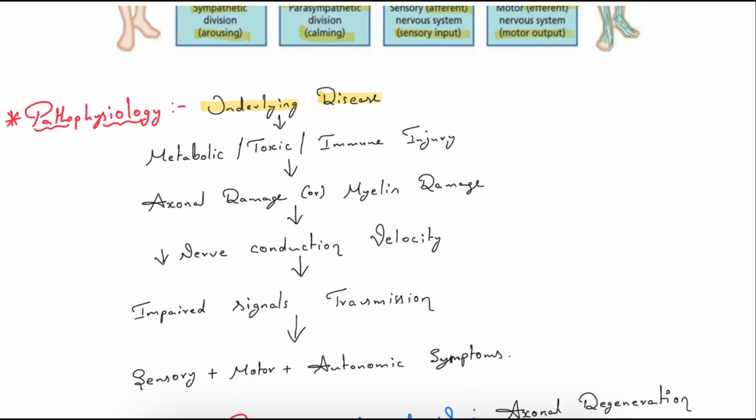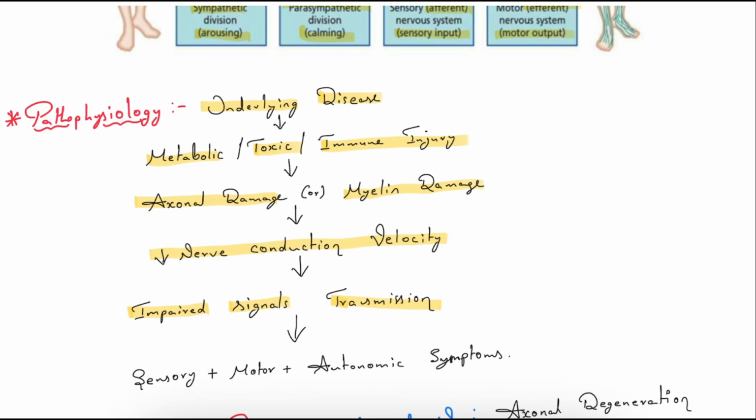So that's why we have Cauda Equina syndrome. So these are the things. So underlying disease will cause metabolic, toxic, or immune injury. Then after, the axons will get damaged and myelin will get damaged. So whenever the axon and myelin get damaged, the nerve conduction velocity will reduce. Okay. Then after we can see impaired signal transmission.